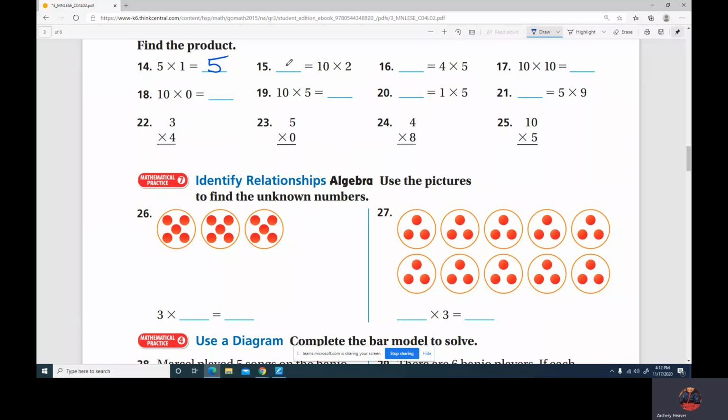5, 10 times 2 is 20. 4 times 5 is 20. 10 times 10 is 100. 10 times 0 is 0. 10 times 5 is 50. 1 times 5 is 5. 5 times 9 is 45. 4 times 3, which is a review, which is 12. 5 times 0 is 0. 4 times 8, that's a tough one. It's 32. And 10 times 5 is 50.